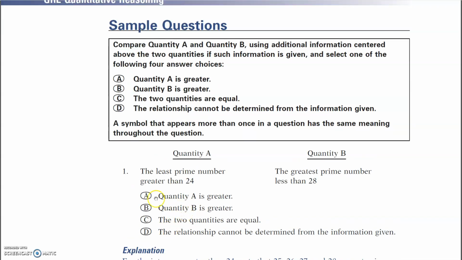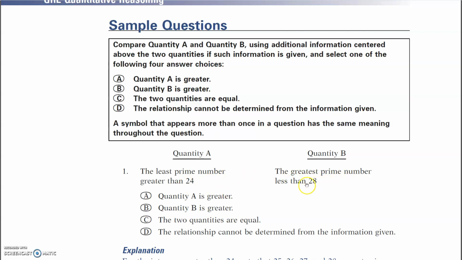Now let's look at the first question. Quantity A is the least prime number greater than 24. Quantity B is the greatest prime number less than 28. From my experience, normally with this kind of question, because 28 is greater than 24, most likely the answer will be quantity B, because there's a kind of way they deceive people, as I'm familiar with the question.